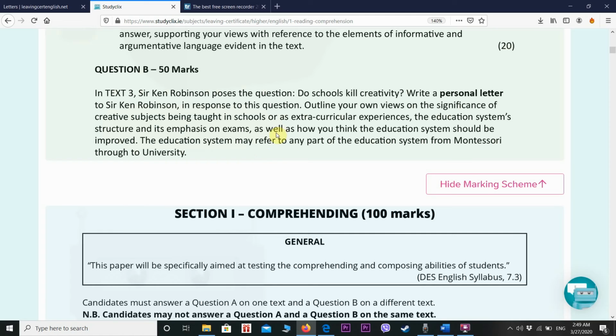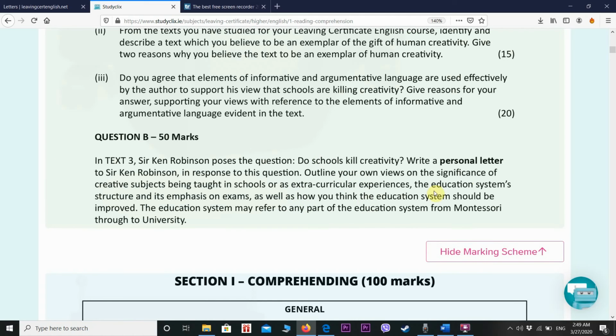Know your structure, know your paragraphing. I will base my paragraphing on the first paragraph. I'll talk about my views on the significance of creative subjects, and I will mention how I agree with his view or I don't. The second one, I'll talk about the education system structure. How do we teach? What do we teach? Maybe talk about this pandemic that we're going through, and its emphasis on exams. I can mention certain quotes here, like Albert Einstein's quote: "If you judge a fish by its ability to climb a tree, you will think your entire life that it is stupid," or something like that.